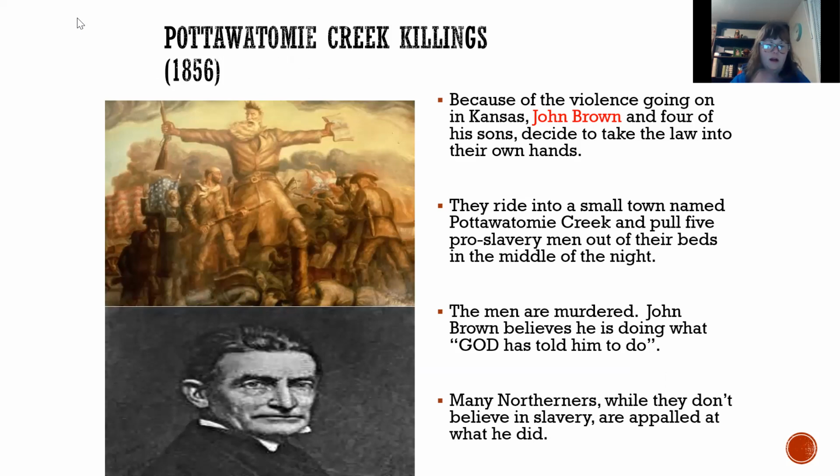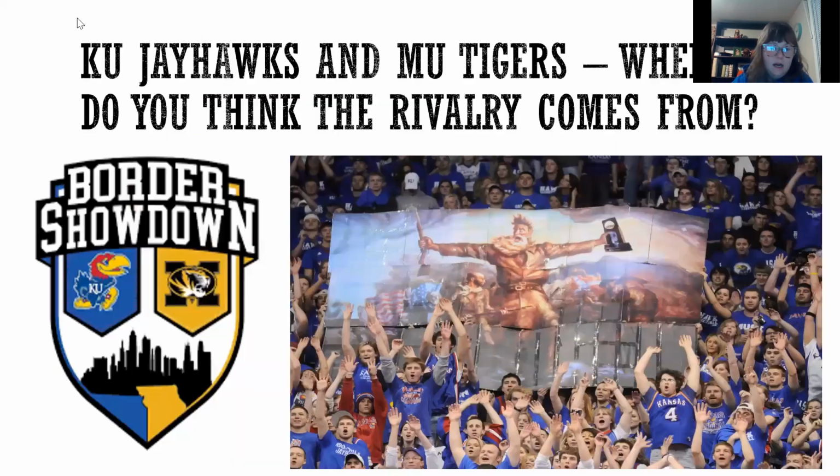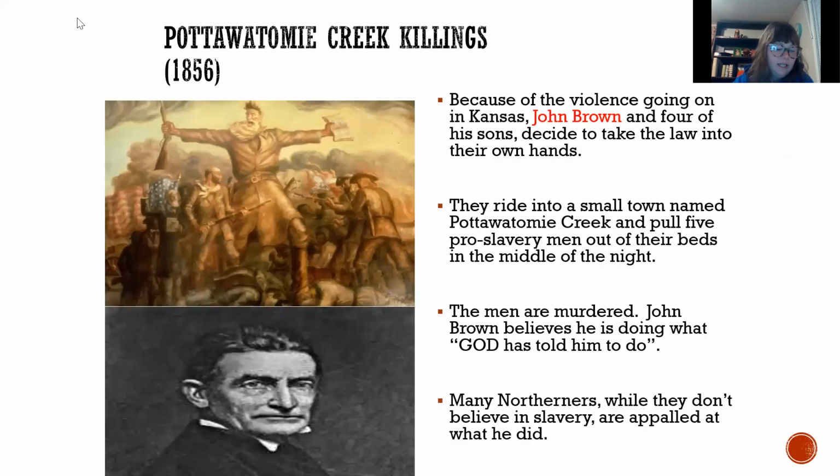So John Brown was an abolitionist preacher who believed that violence was the only answer to end slavery. He believed slavery was a sin and that he was on a mission from God to end it. In Kansas, Brown and his sons killed 5 pro-slavery supporters. So we'll get to that in a second.